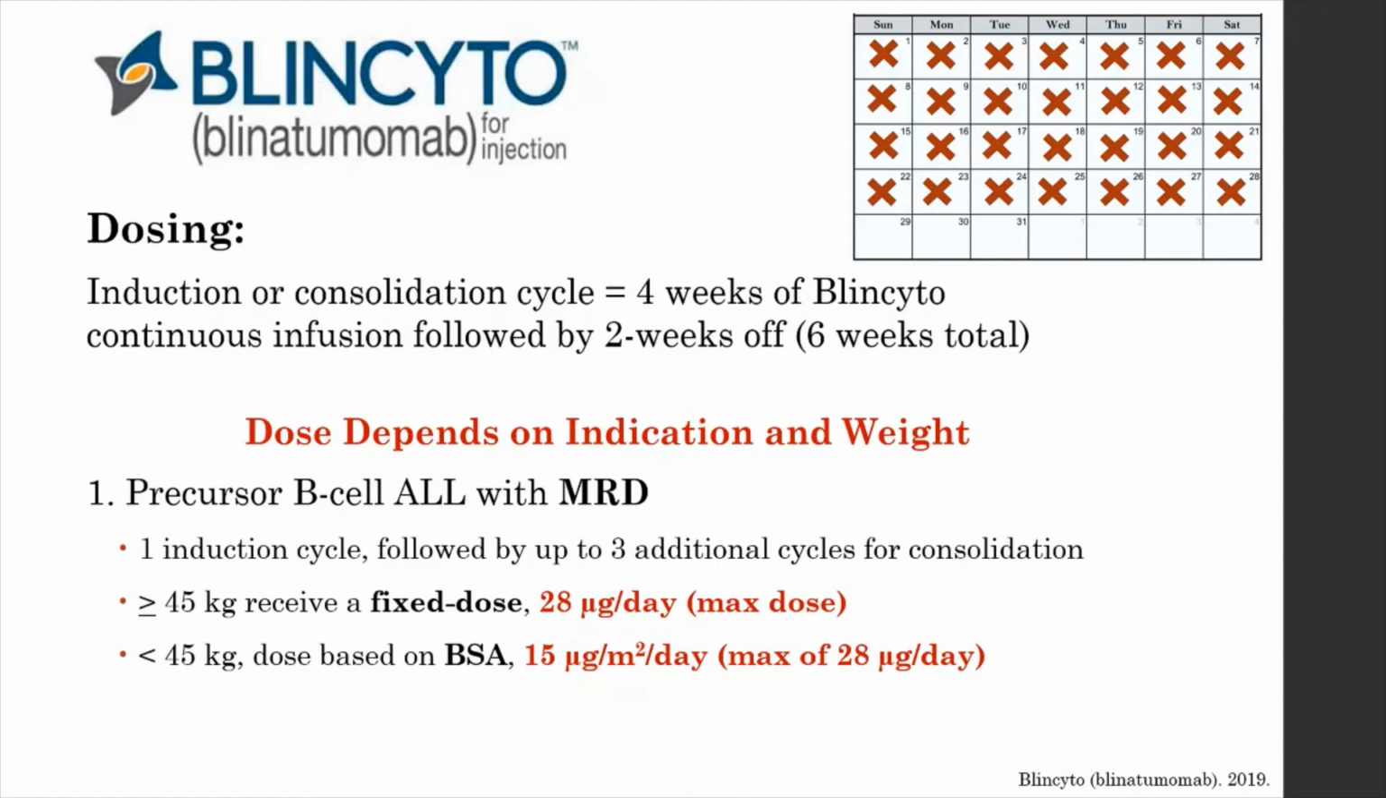So for the first indication of patients with minimal residual disease, they get 1 induction cycle followed by up to 3 additional cycles for consolidation. So patients that are greater than or equal to 45 kilos will get a fixed dose of 28 micrograms per day. Patients less than 45 kilos will get a dose based on body surface area at 15 micrograms per meter squared per day with a max of 28.